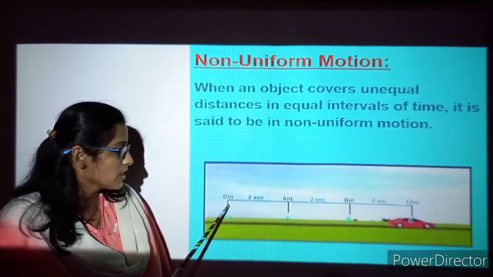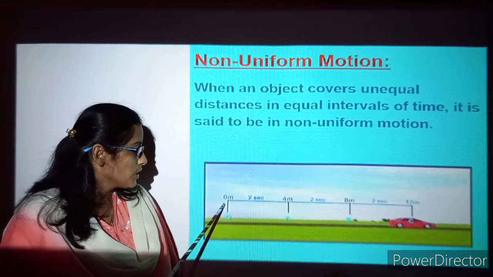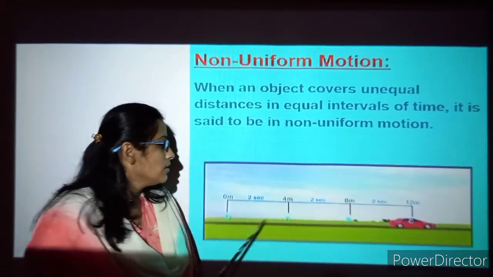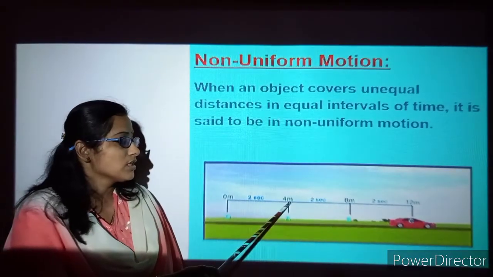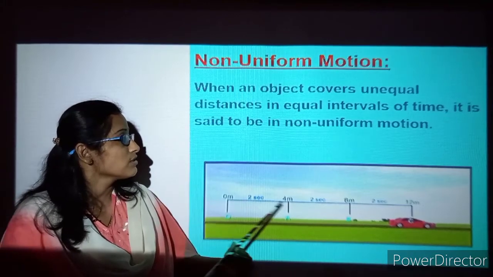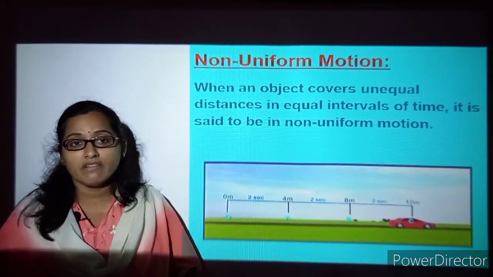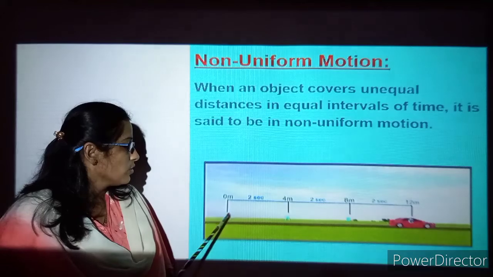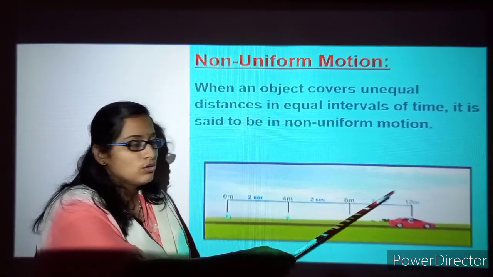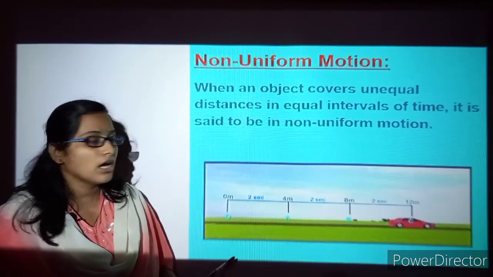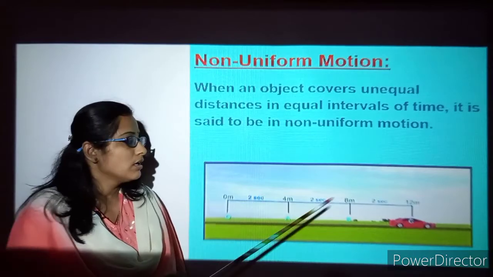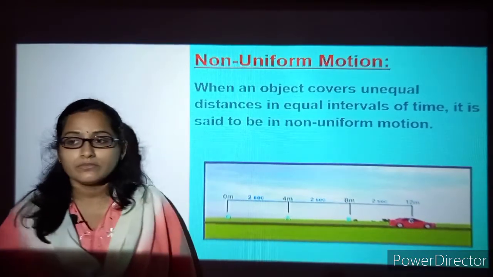So you can see here the meters. So 0 meter, 4 meter, 8 and 12. So here the time intervals are the same or regular, but the distance traveled is different. So it was here 0 to 4, 4 to 8, 8 to 12. So the distances are different here when the car started from point A until it reaches point B.